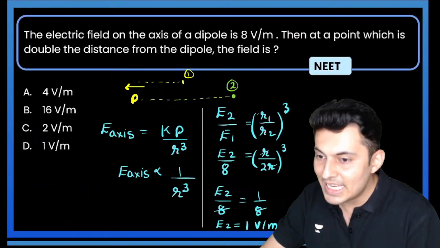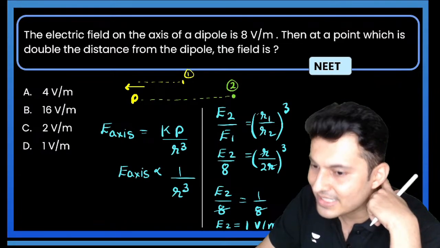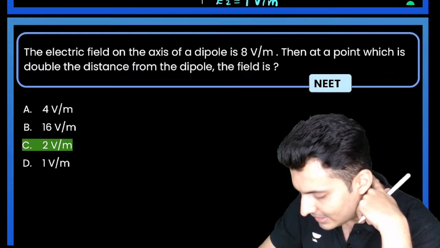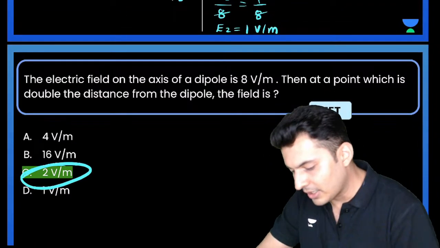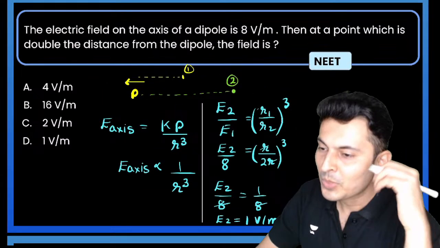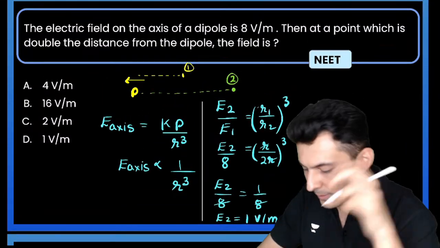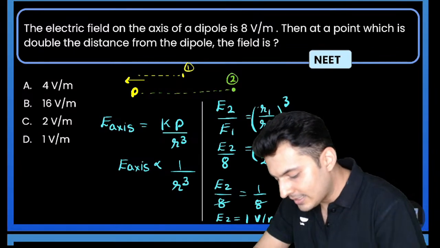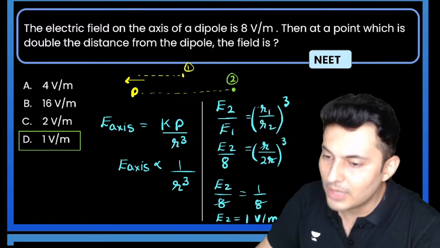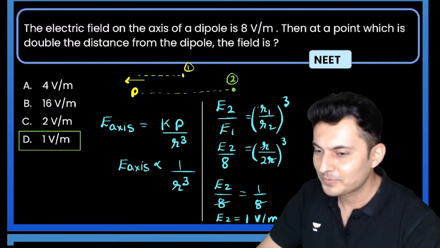Is that answer D? Everybody saying D. Somebody said C first. No, it is not C. It is option D. Oops, I think the answer marked over here is also wrong. Wow, very good. Somebody did the same mistake over there. So guys, the answer is 1 volt per meter. Yes, that's the correct answer. Very good.